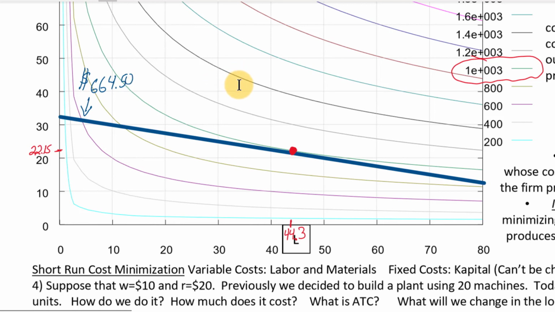But the question at hand is, what is the slope of the Isoquant at that point? Now, if you were paying attention earlier, you can already answer this question.